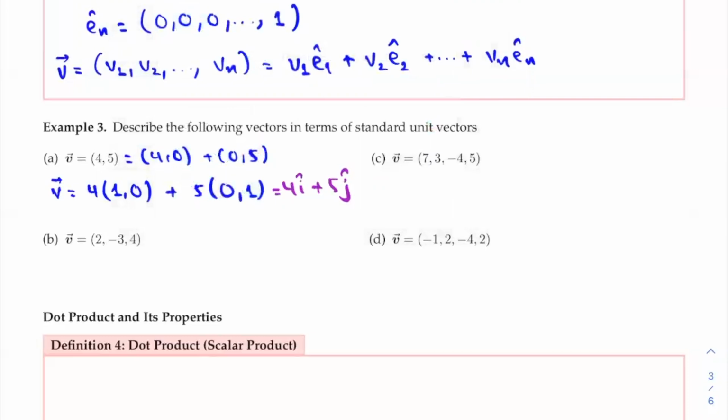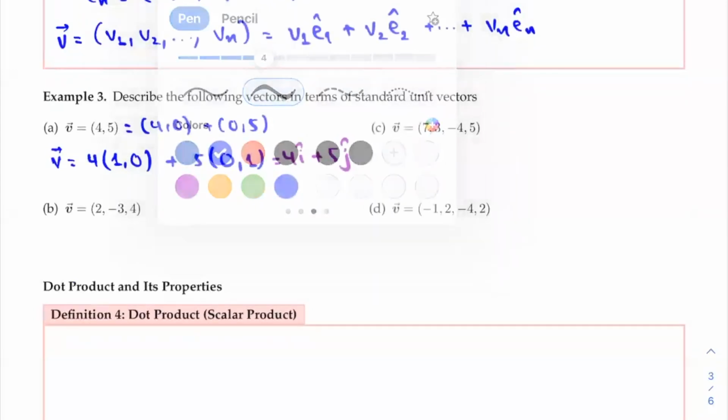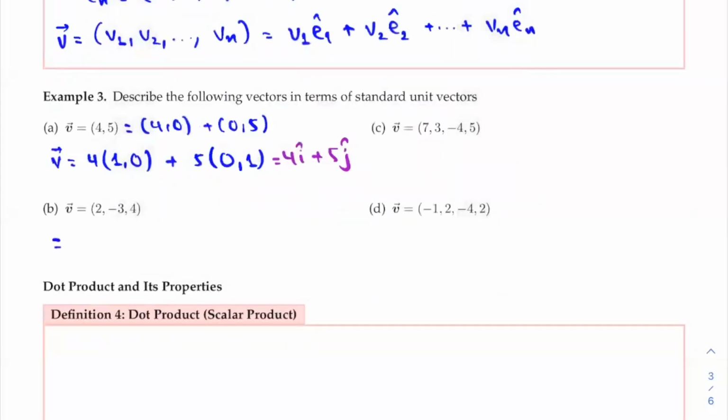Now we're going to do the same thing for the 3-dimensional case. The vector v is of the form (2, -3, 4). If it is written in terms of the standard unit vectors, you have 2 i hat minus 3 j hat plus 4 k hat. Okay. So that's 2-dimensional and 3-dimensional vectors. When you move on to higher dimensional vectors, it's convenient for us to use e1 hat, e2 hat, e3 hat, and so on and so forth.